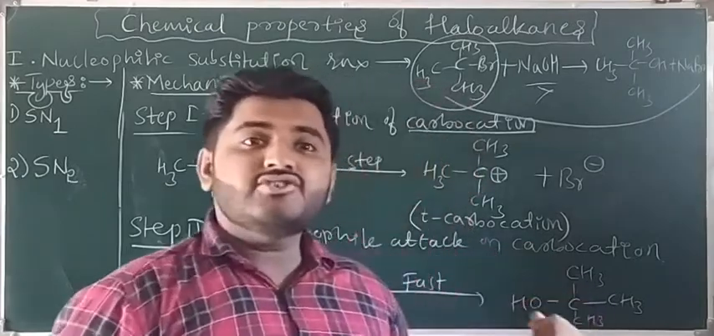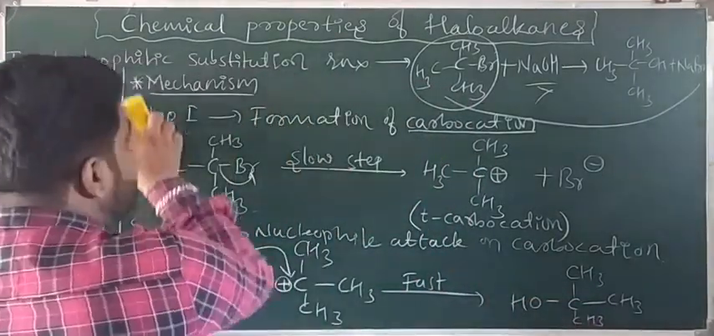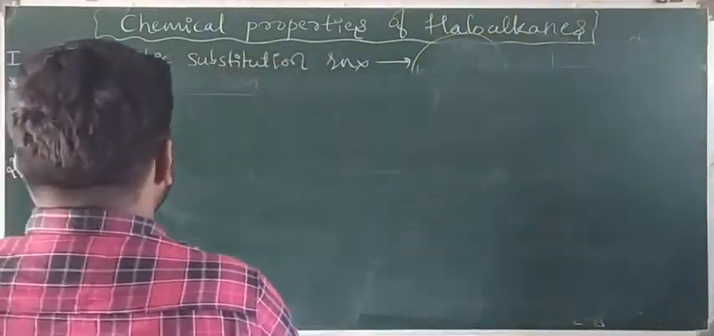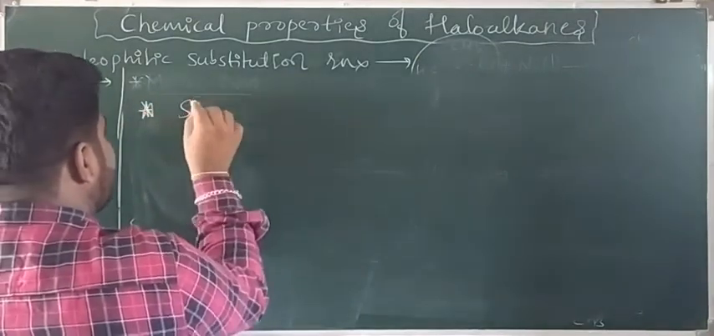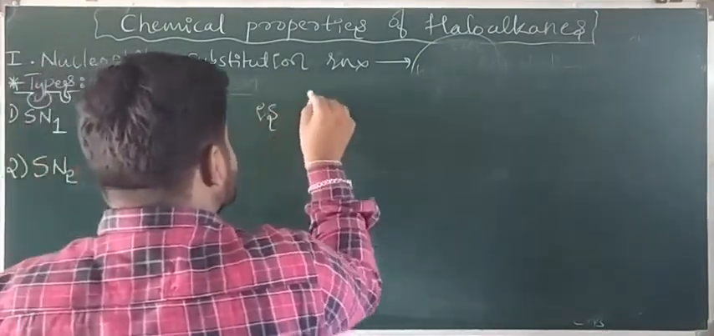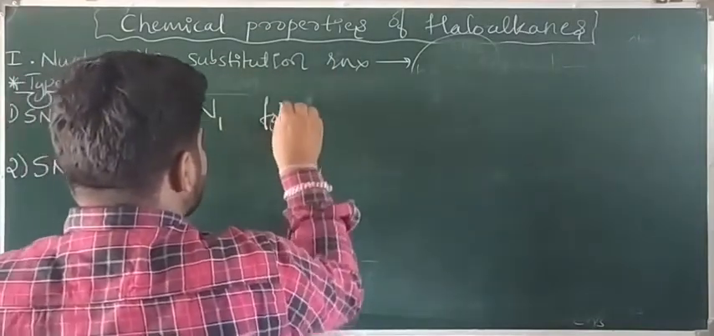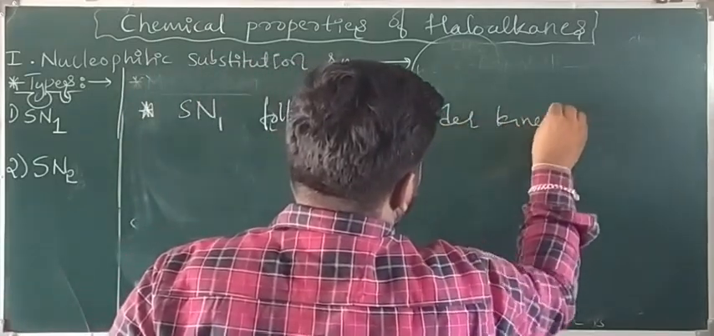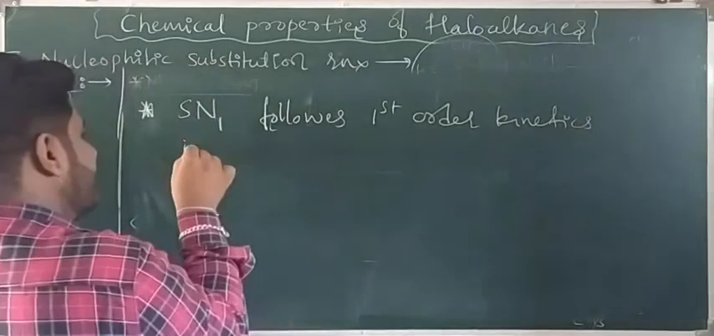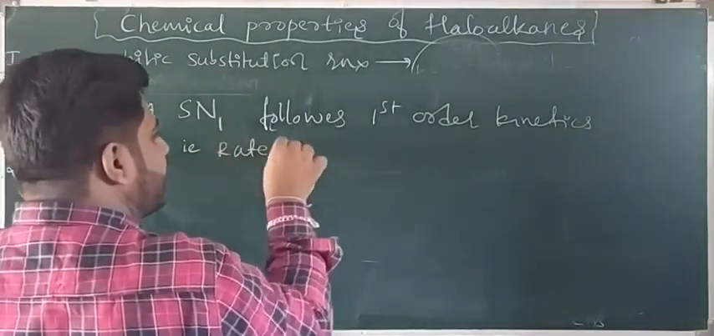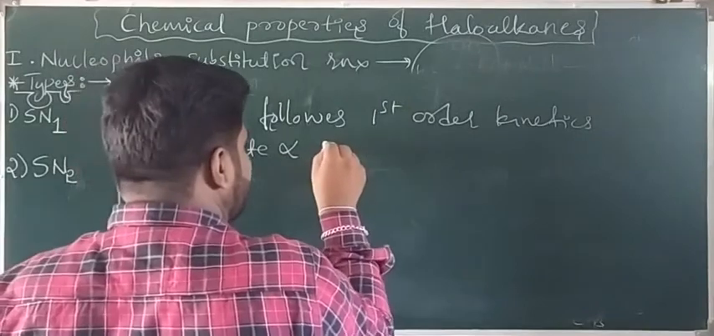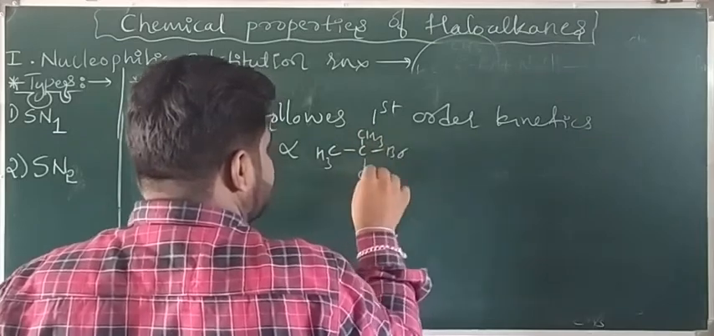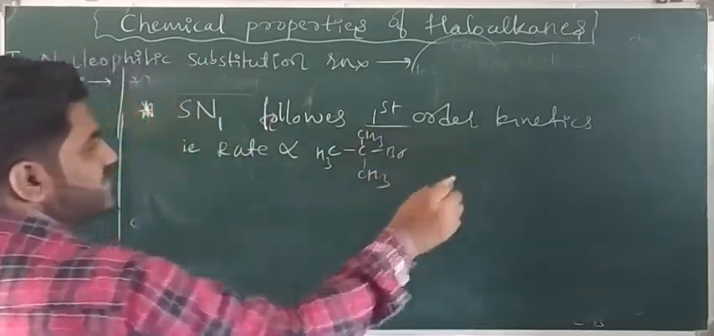Therefore, here it is a retention of configuration. By looking at all these data, we can conclude that the main point involved in the SN1 reaction is that SN1 follows first order kinetics. That means its rate is directly proportional to only this one, tertiary butyl bromide, CH3, C, CH3, Br. Rate depends on this one. Therefore, this is first order kinetics.